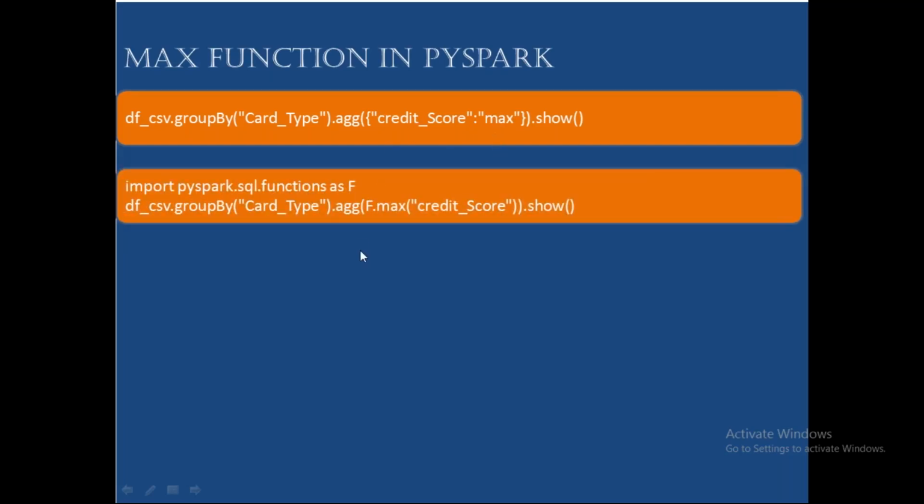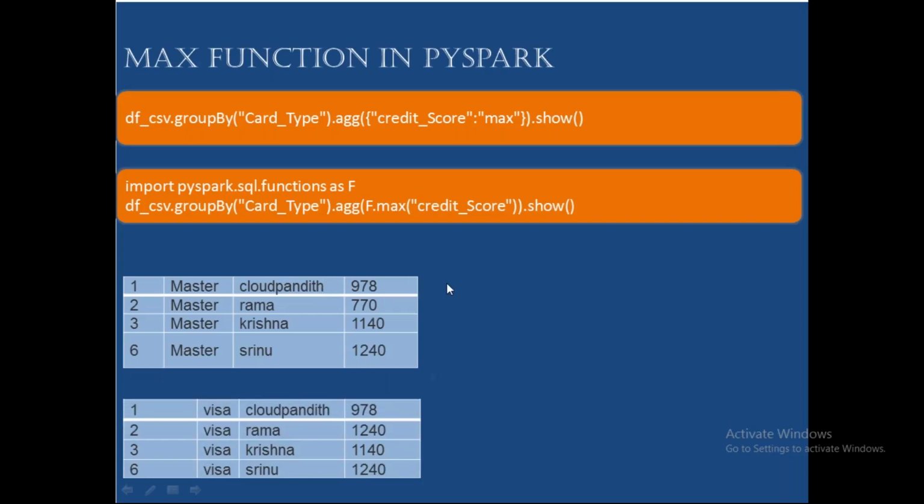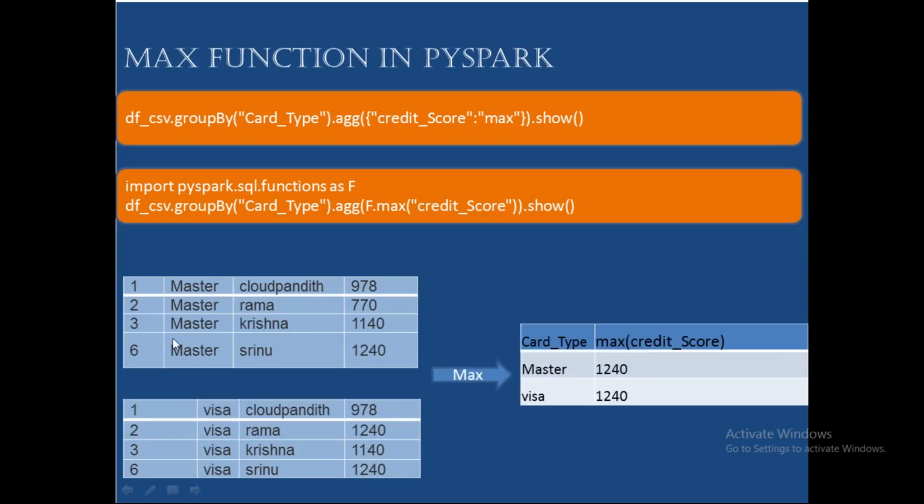You can use the same thing in a different way. Group by card type, both are the same. Both group by card type, but here you are using agg, here also you are using agg. Here you see a key and value pair you are giving: column name, on this column I want to get the max. Otherwise you can say max I want to apply on this credit score. So you can use this syntax, or you can use this syntax for getting the max. So see, from master max is 1240, from visa max is 1240. Exactly the same syntax if it is min, if it is average, if it is sum.